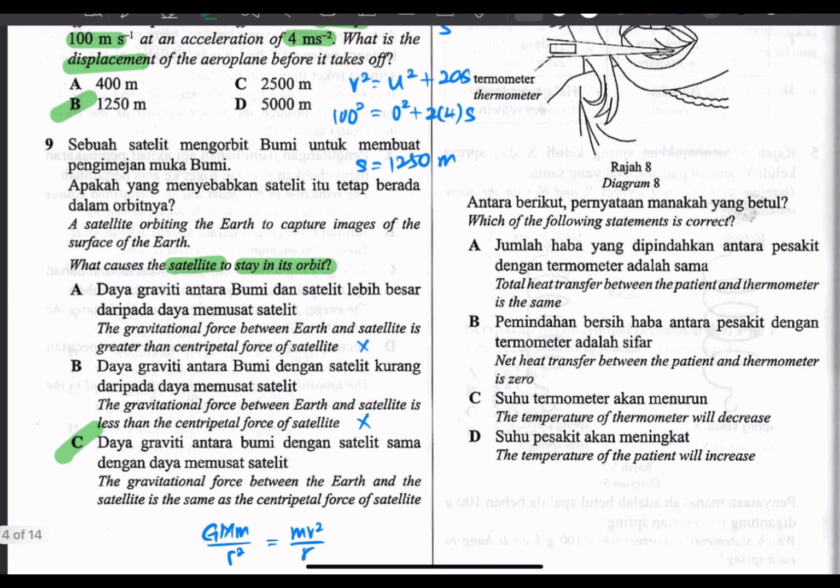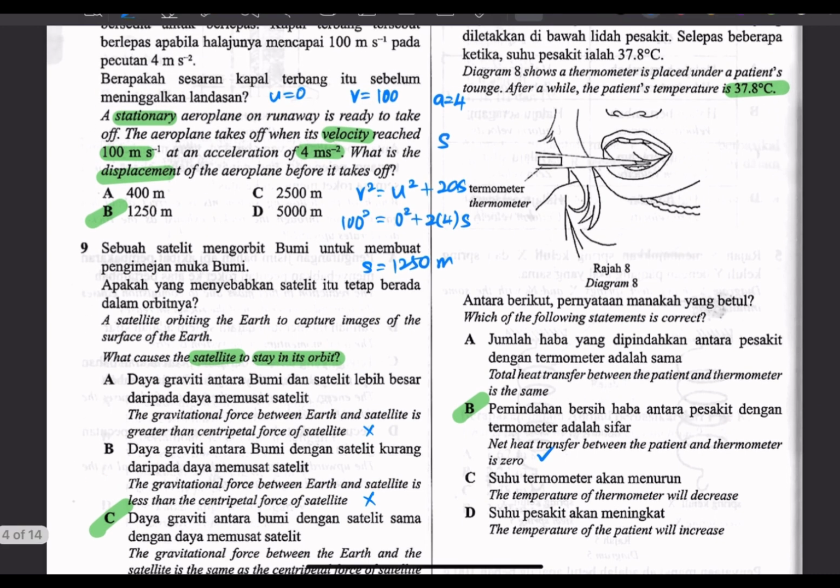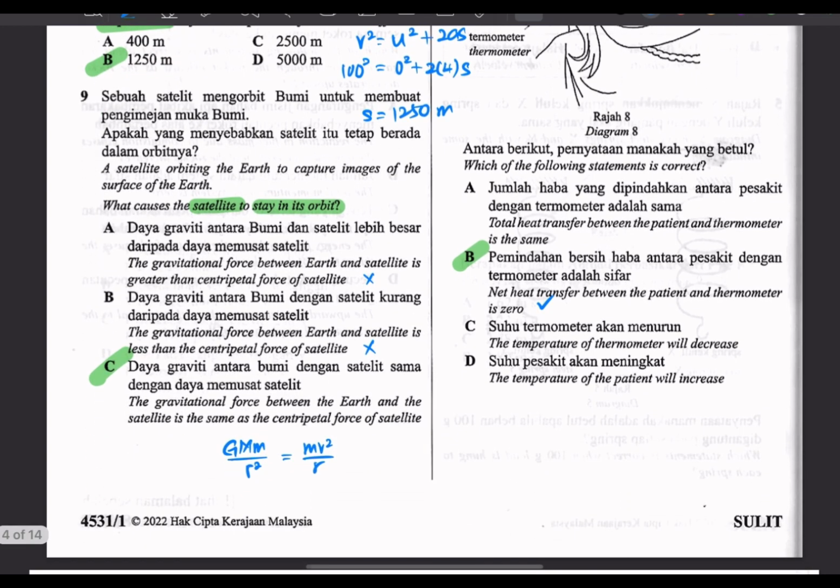Okay, there's a thermometer to measure the temperature of a patient. Which of the following statements is correct? The total heat transfer between the patient and the thermometer is the same. The net heat transfer is 0. The temperature of the thermometer will decrease. The temperature of the patient will increase. No. So the correct answer is B.